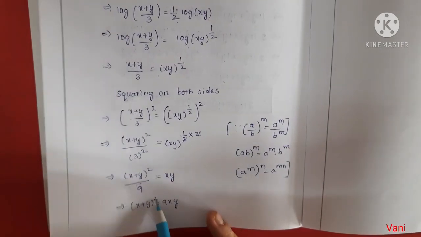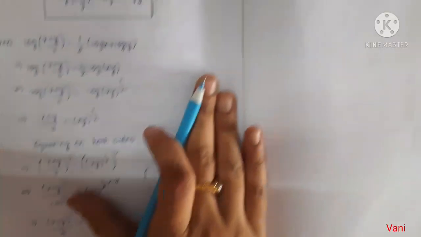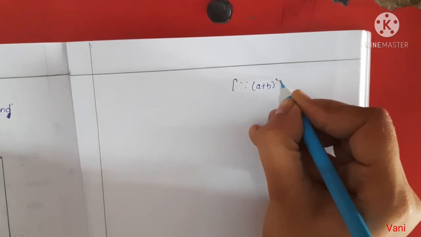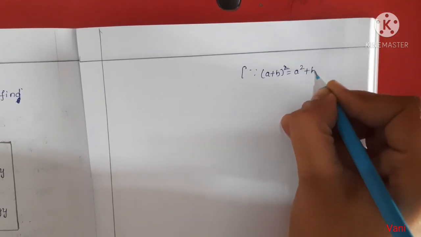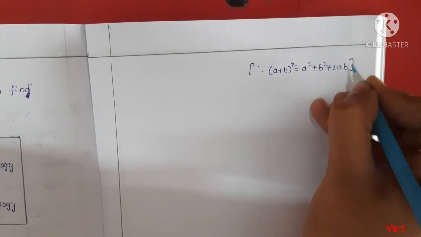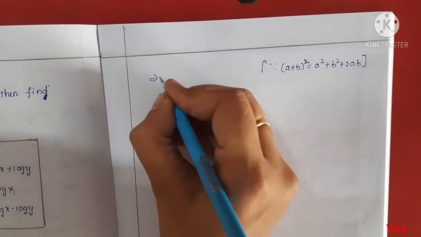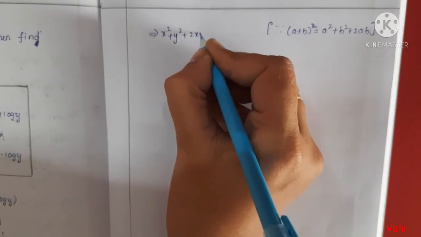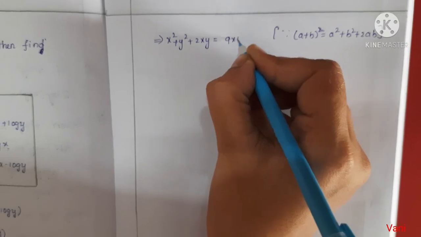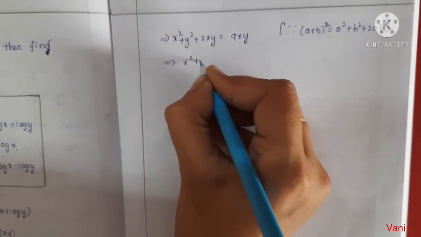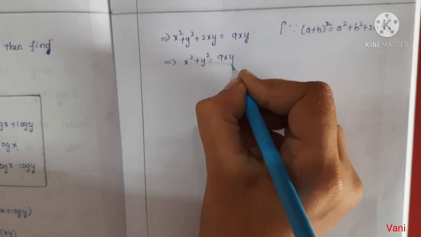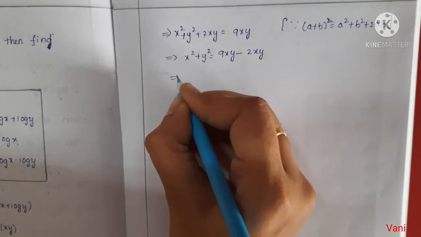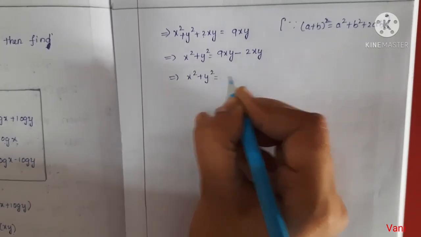Now (x plus y) whole square is in the form (a plus b) whole square. We know the (a plus b) whole square formula. What is the (a plus b) whole square formula? a square plus b square plus 2ab. So (x plus y) whole square can be written as x square plus y square plus 2xy. In RHS we have 9xy. So x square plus y square plus 2xy is equal to 9xy. Take this plus 2xy to RHS, it will become minus 2xy. x square plus y square is equal to 7xy.